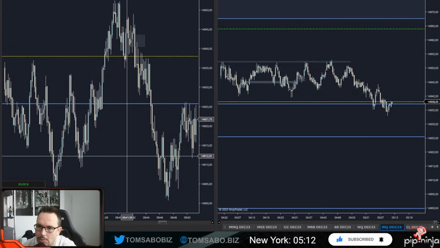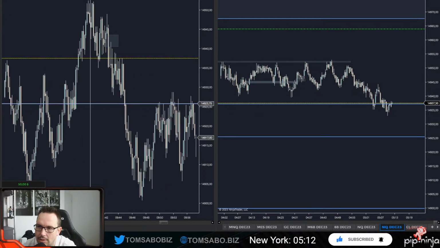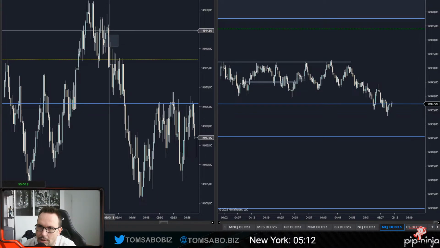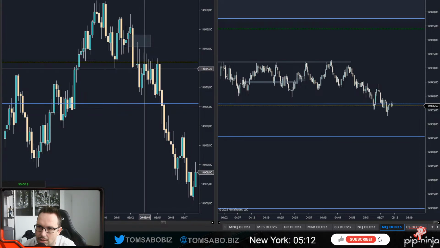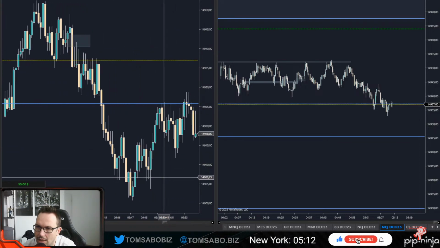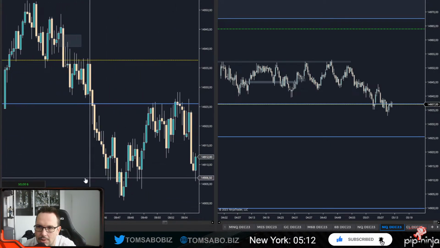A little bit of structure break. Targets down here. I'm not going to go into details, but look, the concept itself is working nicely on the tick chart as well. And it gives you a cleaner price action sometimes. So I love the tick chart.